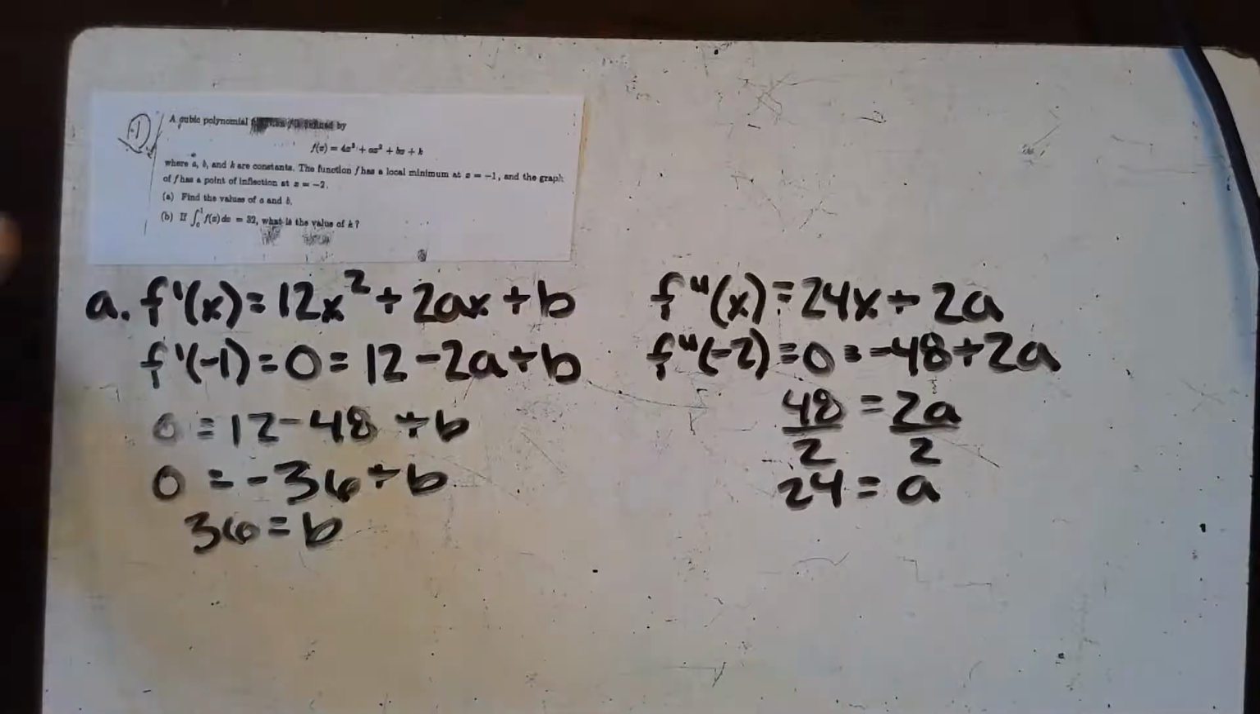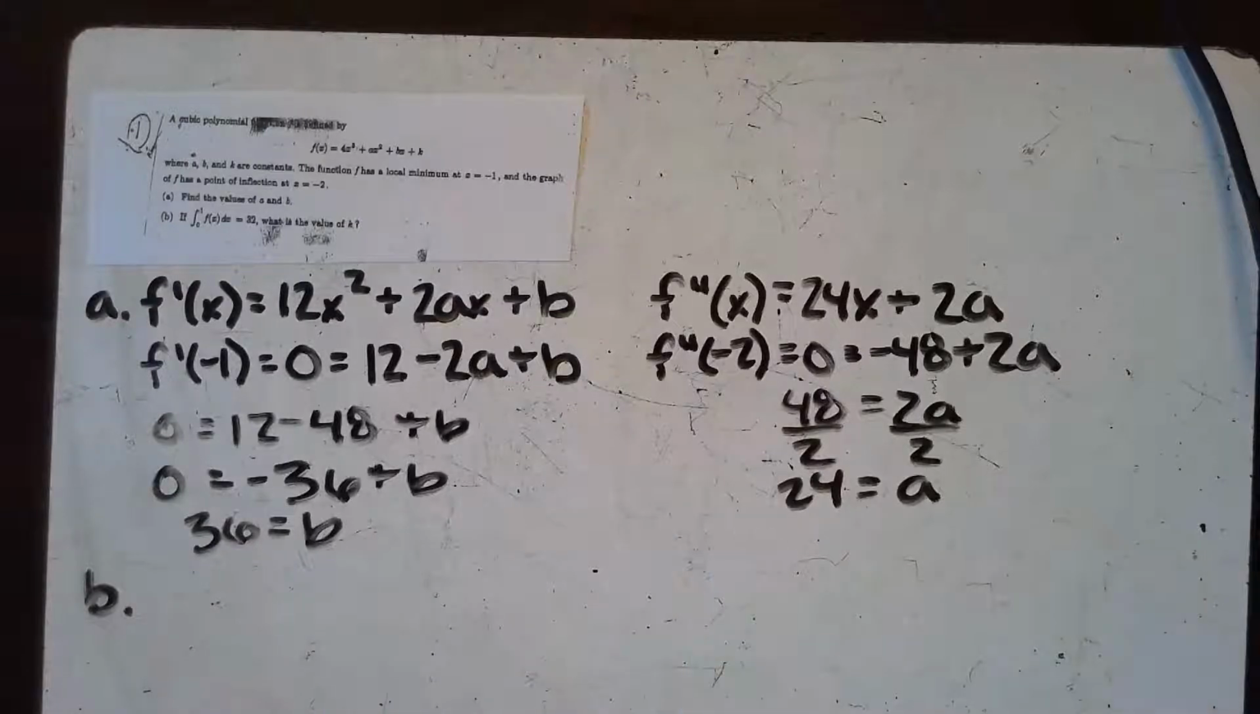So I've answered part A. Always double check, make sure you answered it. Find the value of a and b. All right, we're good. Now part B says, now this time I have an integral. And guys, any of these AP word problems is going to have a mixture of derivatives and integrals. It says if the integral from 0 to 1 of f(x) dx equals 32, what is the value of k?